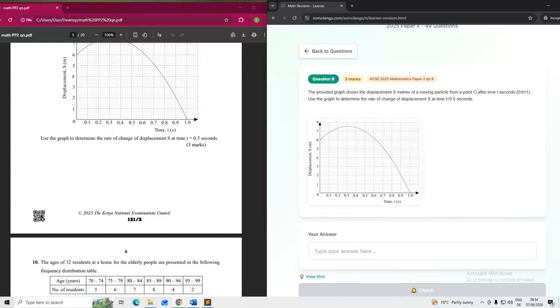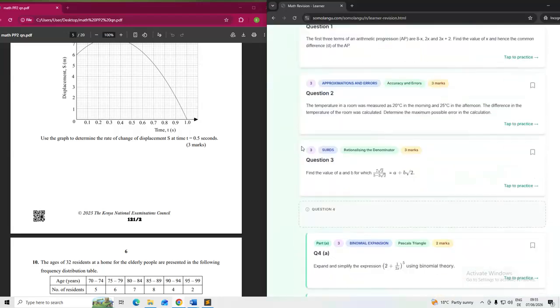This question focuses on graphical interpretation. The student is expected to determine the rate of change of displacement at a specific instant. In this case, we have at time t equals 0.5 seconds. This is essentially a gradient problem and introduces the idea of differentiation through graphs.